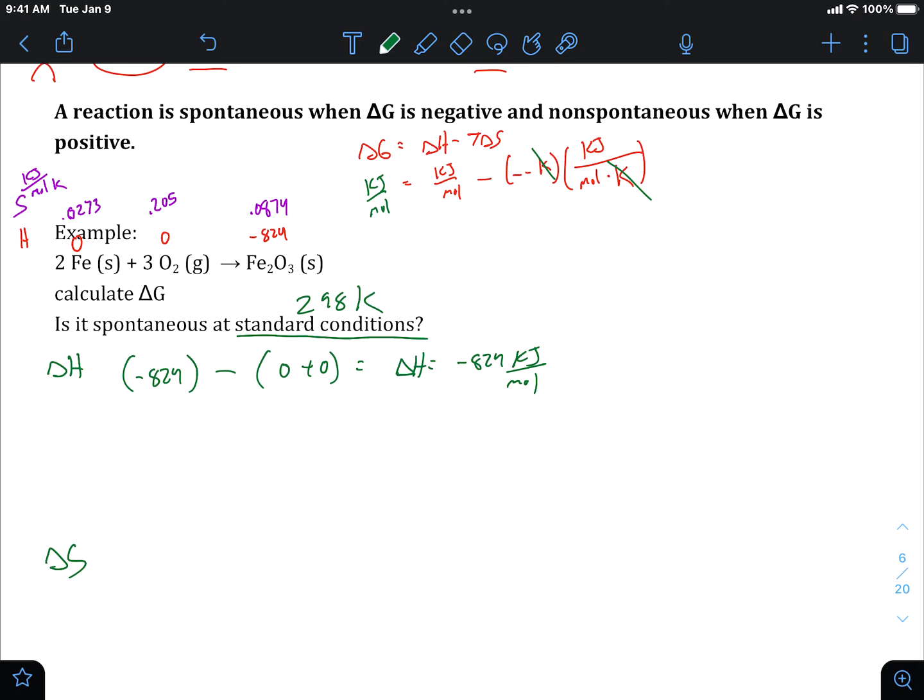For the entropy, we've got 0.0874 minus 0.205 plus 0.0273, and we have a coefficient on oxygen of 3, and iron is 2, so we can't forget those coefficients. All right. For my change in entropy, I get negative 0.582.